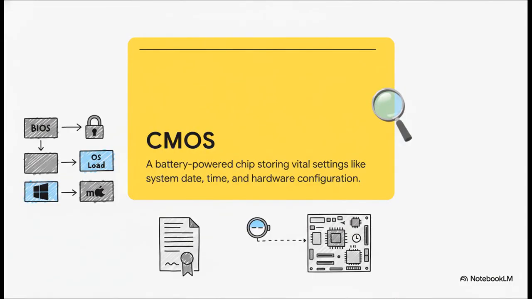Now here's where it gets interesting. There's this tiny battery-powered chip called the CMOS. Before Windows or macOS even think about loading, an investigator can pause the boot up and peek at this thing. It holds the computer's fundamental truths, its internal clock, the way its drives are configured, the basics. It's basically the system's birth certificate.